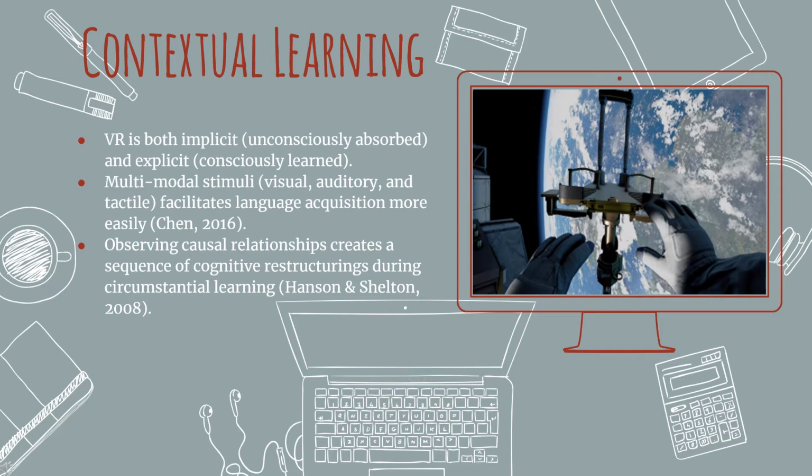There's also a kind of circumstantial learning helped by VR through what Hansen and Shelton call a sequence of cognitive restructurings. And this is the representational to the conceptual. And this allows learners to independently observe and evaluate the immediate conditions of their input. And so this allows them to see the causal relationships between action and result. And this implies that students generate knowledge more effectively in VR.